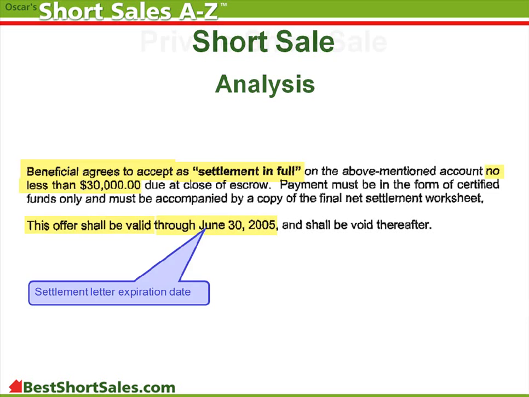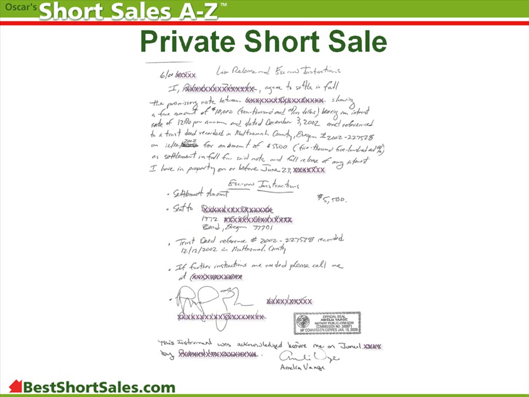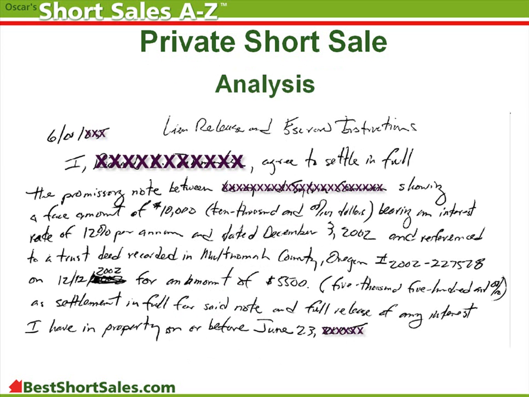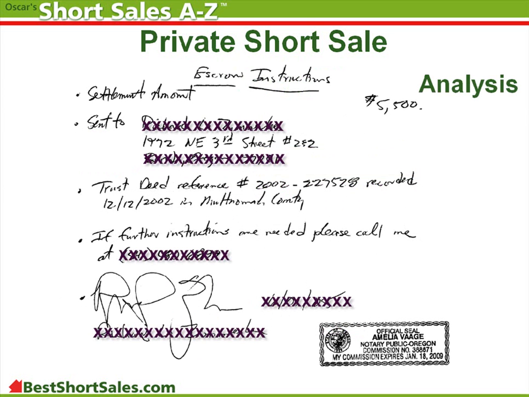Private creditor short sale. Private individuals secured by real property also take short sales. This is a good example of a private loan settlement letter. It was hand-drafted and clearly states, I agree to settle in full. The most important features of this settlement letter are that it has clear escrow instructions and is notarized. A title company accepted this document for closing.